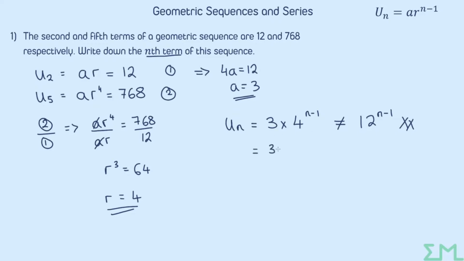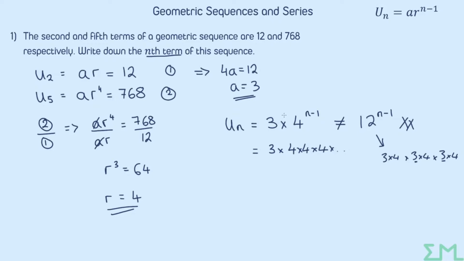What we actually have here is 3 times 4 times 4 times 4, and then this goes on n minus 1 times, but we only have 1 3. Whereas the 12 to the n minus 1 suggests that we've got 3 times 4 times 3 times 4, so this is the 12 over and over again, meaning we have multiple 3's appearing in this product, which just is not true.